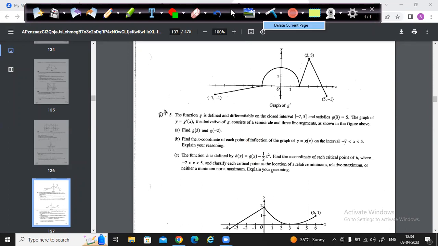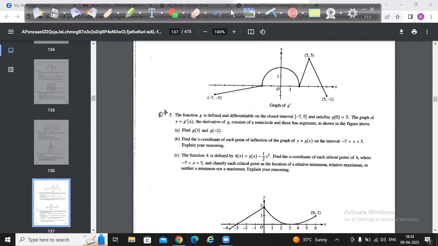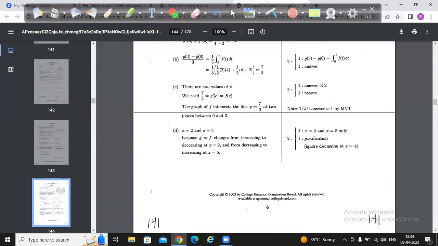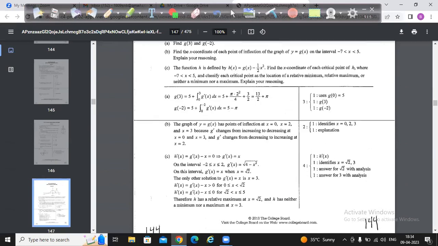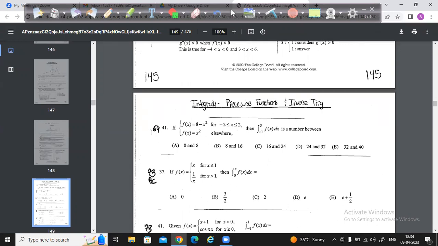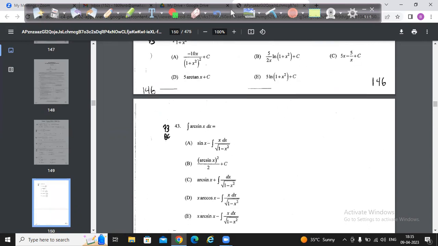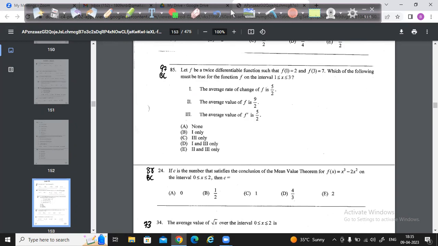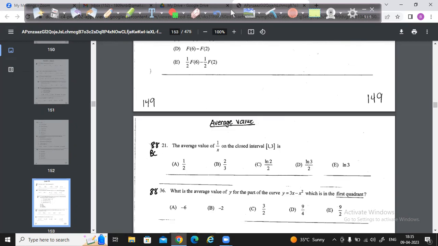What is the next concept that is there? Area under the curve. Integral of a piecewise function. This is nothing, we'll be able to do this. Go down the properties. Okay, average value.